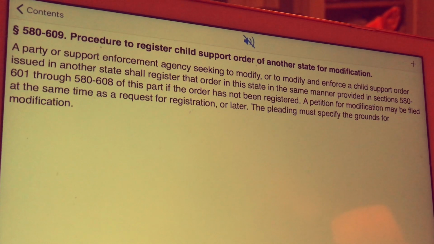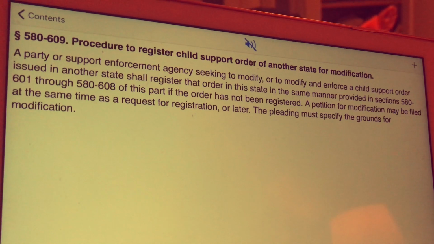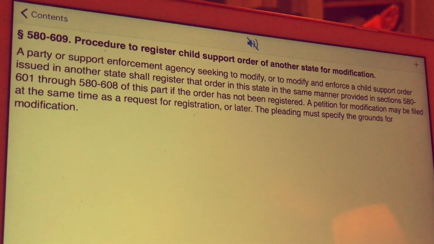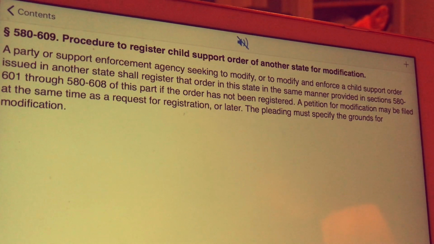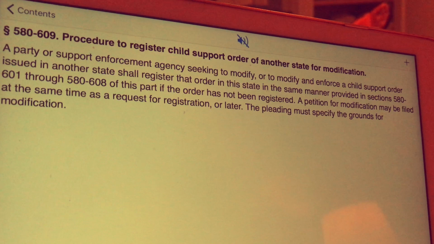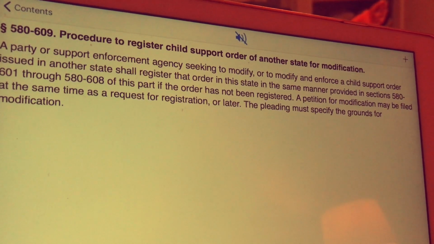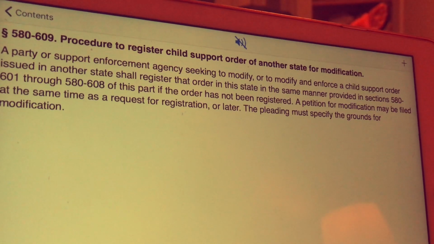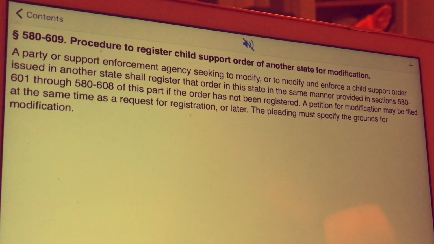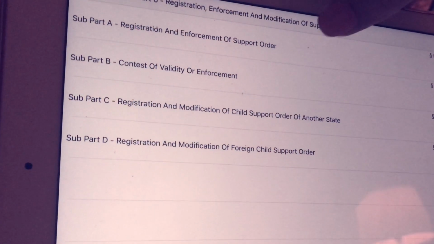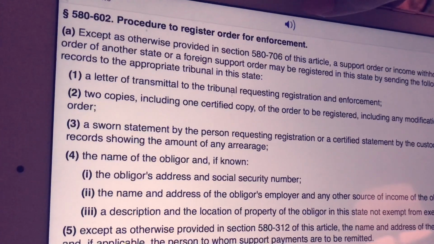580-609. Procedure to register child support order of another state for modification. A party or support enforcement agency seeking to modify and enforce a child support order issued in another state shall register that order in this state in the same manner provided in sections 580-601 through 580-608 of this part. If the order has not been registered, a petition for modification may be filed at the same time as a request for registration, or later. The pleading must specify the grounds for modification. In 602, it's talking about registration for enforcement. So let's do that one.